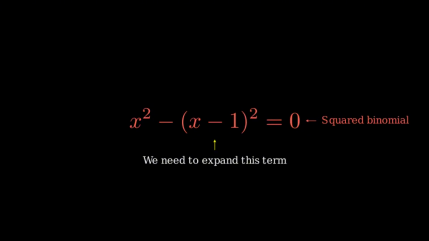This is a common technique when dealing with quadratic equations that contain squared binomials. Once we expand the expression, we'll be able to simplify and solve for the values of x that make this equation true. This will show us how algebraic manipulation can reveal solutions that aren't obvious in the original form. Looking at our equation x squared minus the quantity x minus 1 squared equals 0, we need to expand the squared term to proceed with solving it.